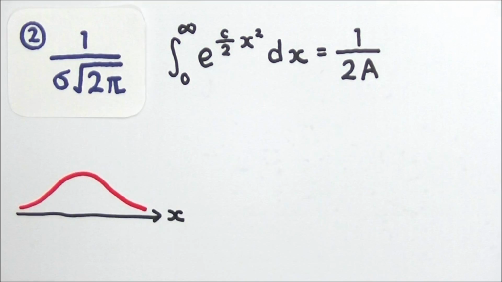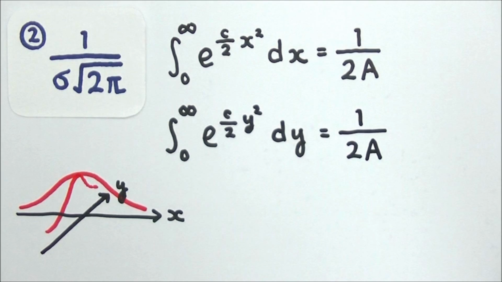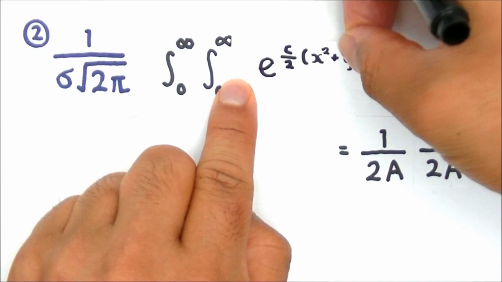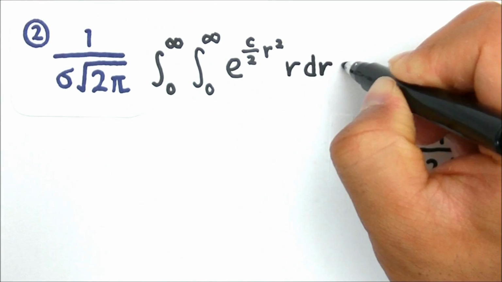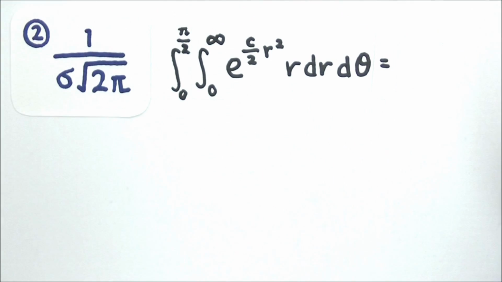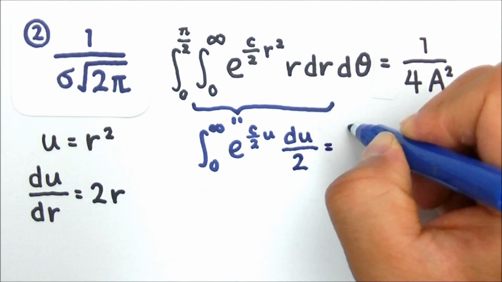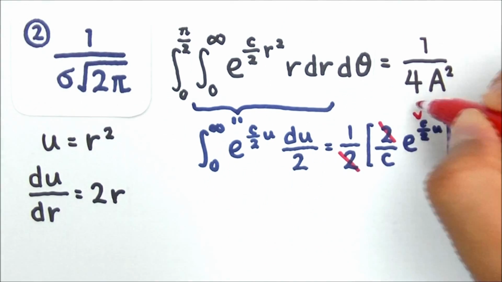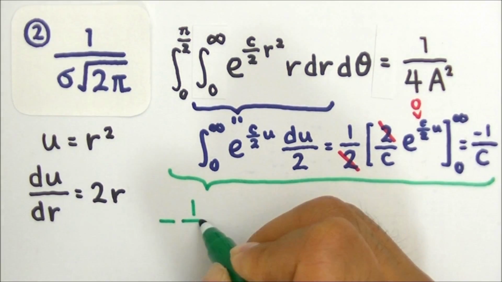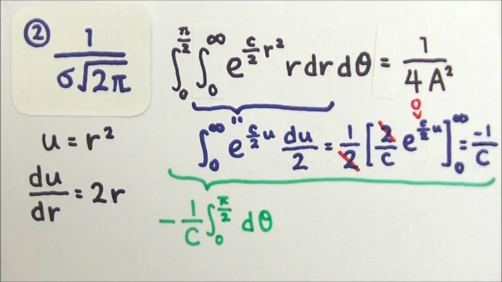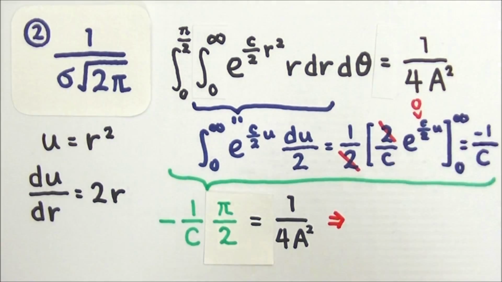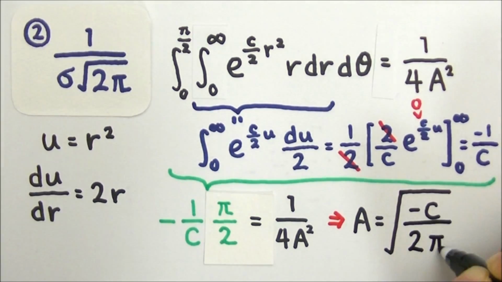So instead, let's consider a joint normal distribution. Introduce y back, put them together, and use polar coordinates instead. Here's where pi comes into play. Using integration by substitution and using a new variable u equals r squared, we have that the left-hand side just becomes minus 1 over c times pi over 2. Well, that's just saying that a is the root of negative c over 2 pi.